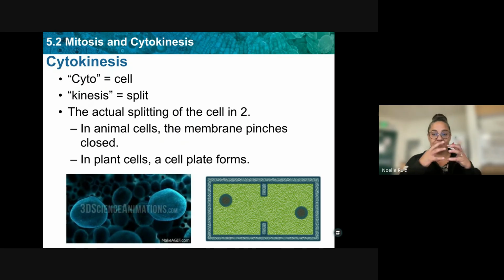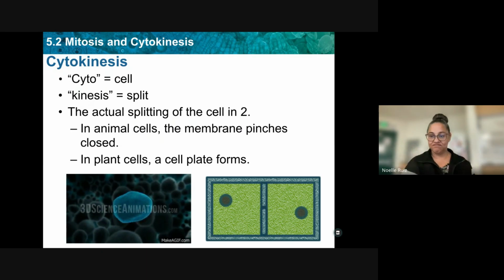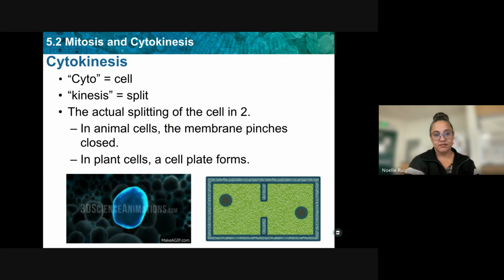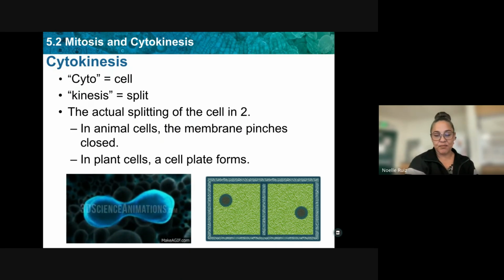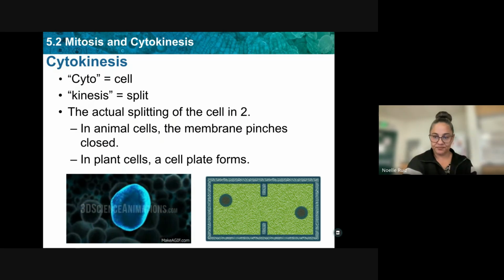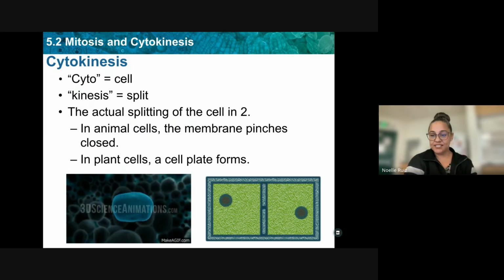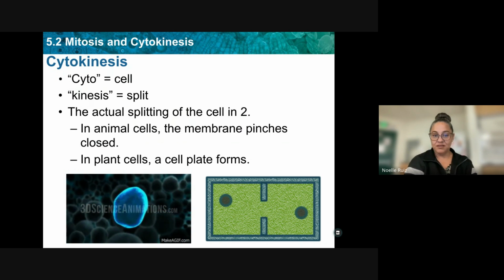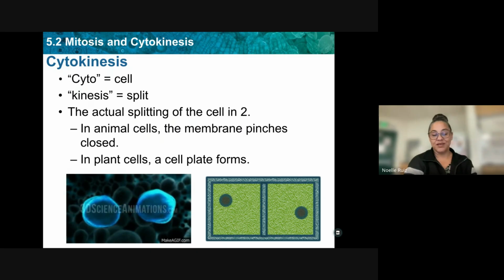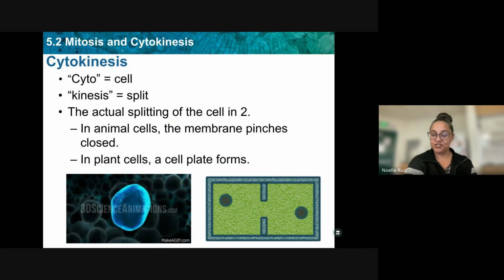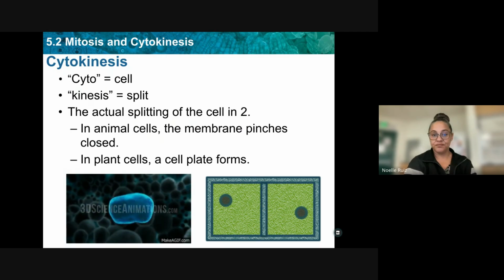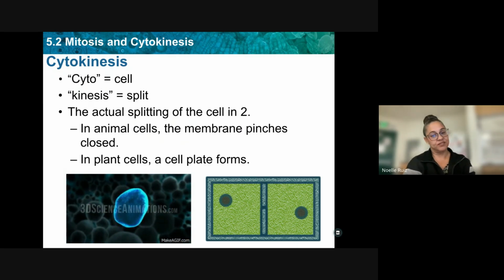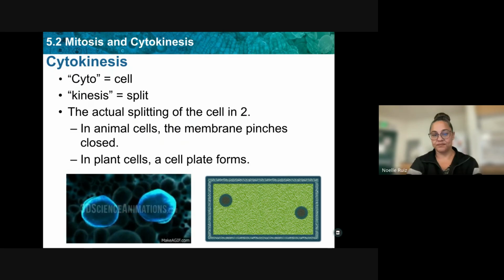Like I said, it just spreads out, spreads out, spreads out until it just pops out as two, like on the left. In animal cells, the membrane just pinches closed. Plant cells, there has to be an extra step because plants have cell walls. So they form what's called a cell plate first, and that cell plate eventually becomes the new cell wall. Animal cells are on the animation on the left, plant cells are on the right with that cell plate.